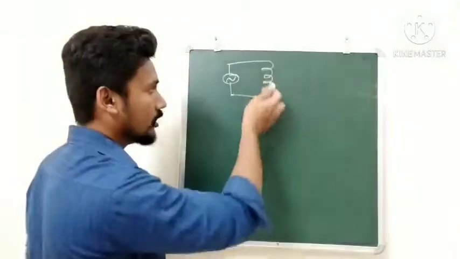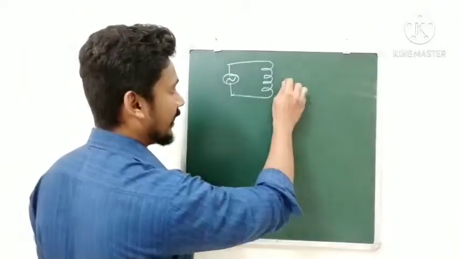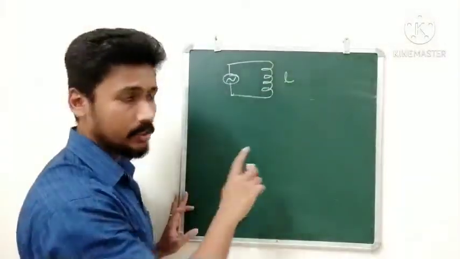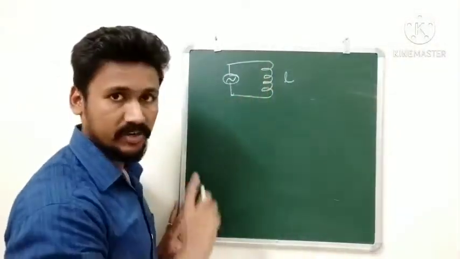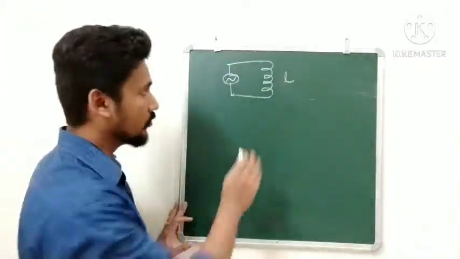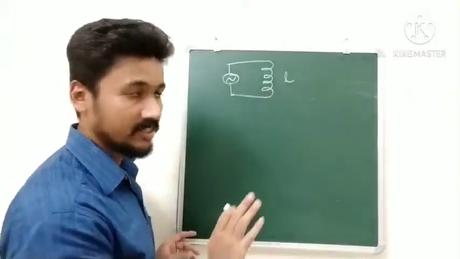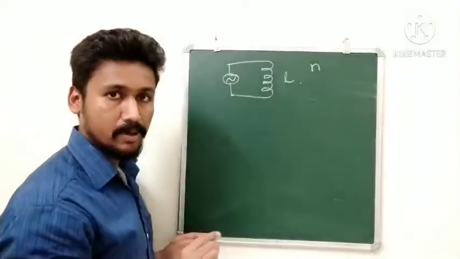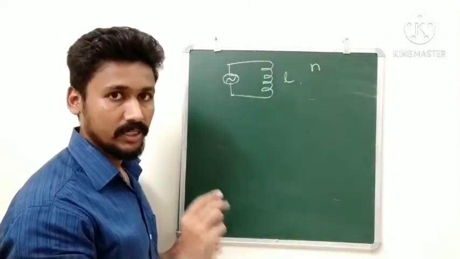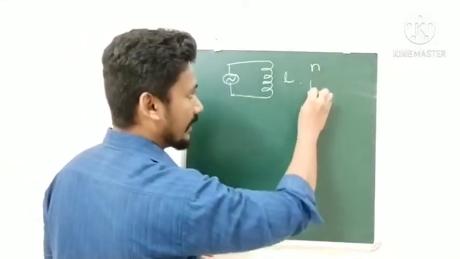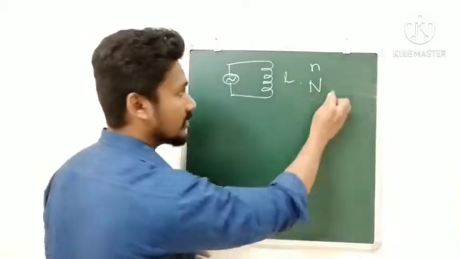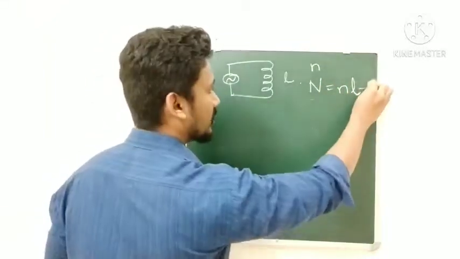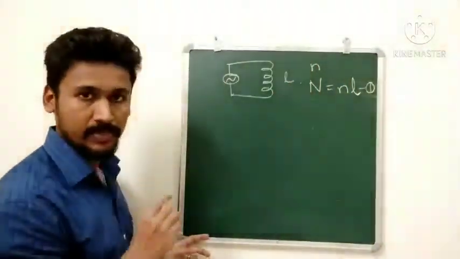But anyway, here is our coil. Let us say L is the length of the coil, R is the radius, and capital N is the total number of turns of our coil. With that we are going to start with our derivation. Small n is the number of turns per unit length of the coil, so that capital N, the total number of turns, will be equal to small n into L. Remember this relation. Let us write this as equation number 1.